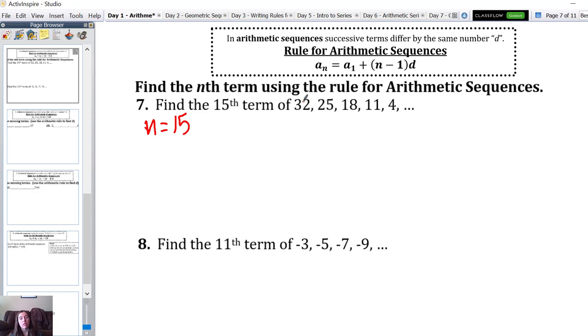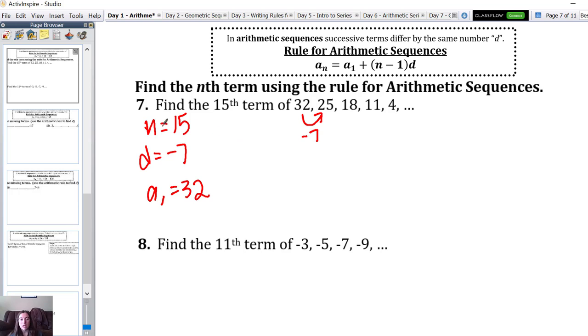We already know this is arithmetic. We're not here to check and see. We just need to figure out what d is. So to get from 32 to 25, we would subtract 7. You can also check to make sure that still works for the rest of your values, but since we already know this is arithmetic, that's not necessary. So our value of d is negative 7. Then our first term, a sub 1, is 32.